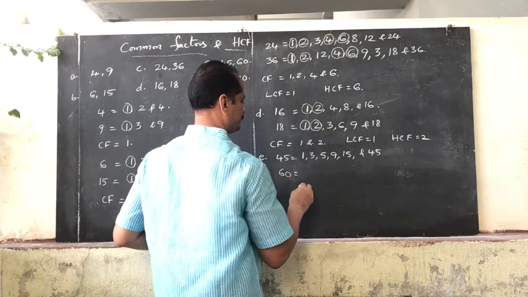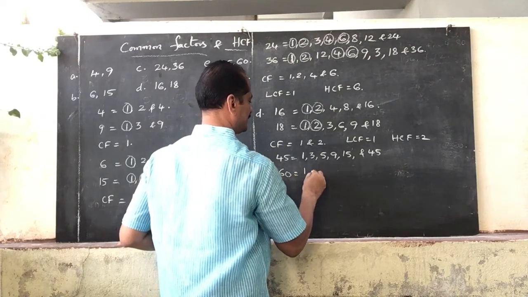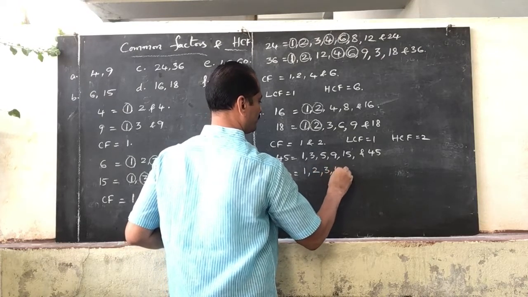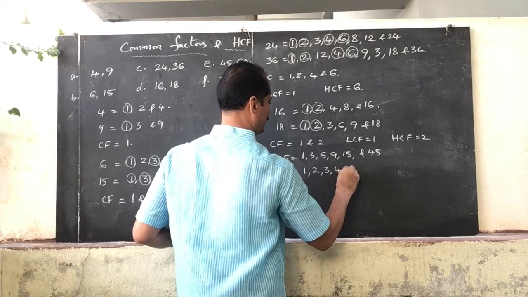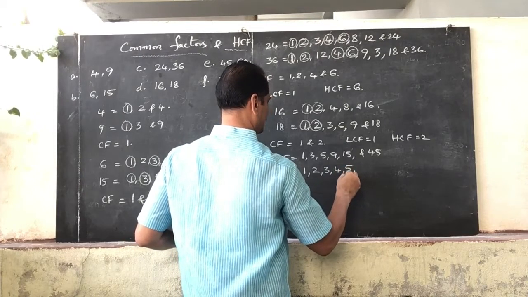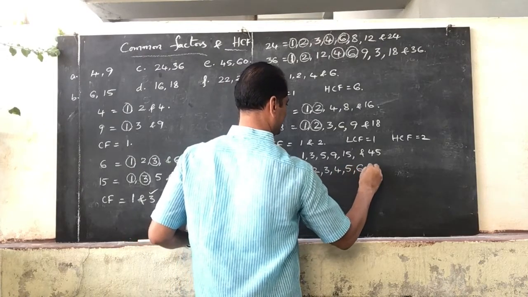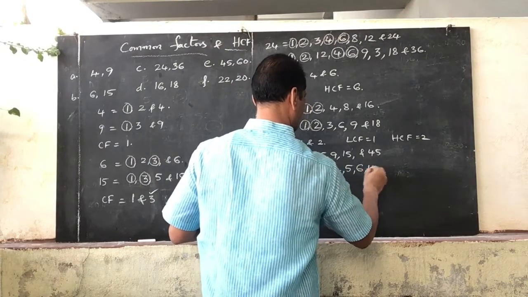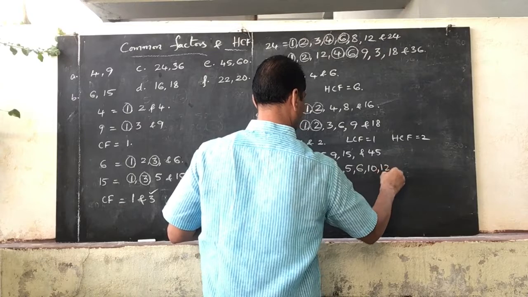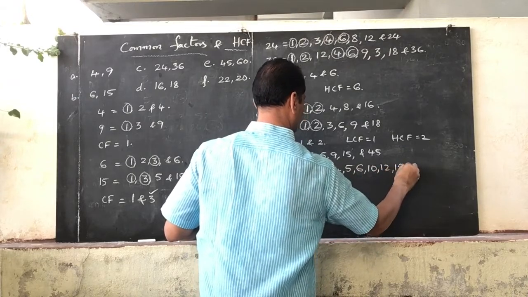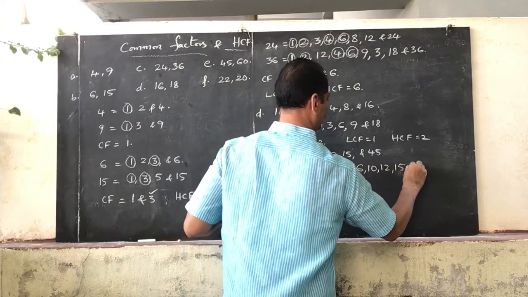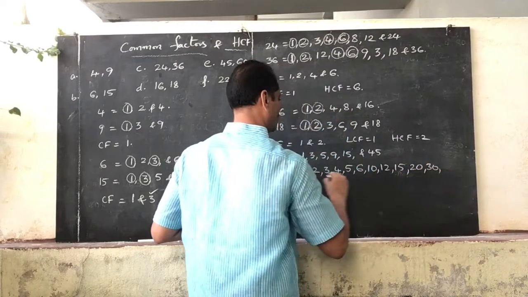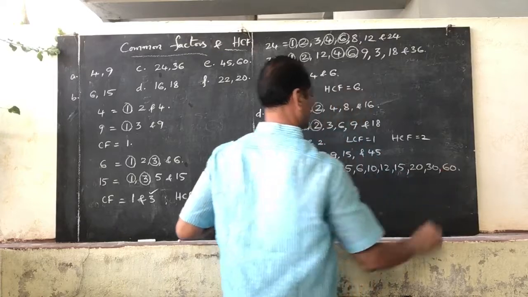1 60 is 60. 2 30 are 60. 3 20 are 60. 4 15 are 60. 5 12 are 60. 6 10 are 60. Okay? 6 10, 5 12, 4 15, 3 20, 2 30, and 1 60. These are the factors of 60.